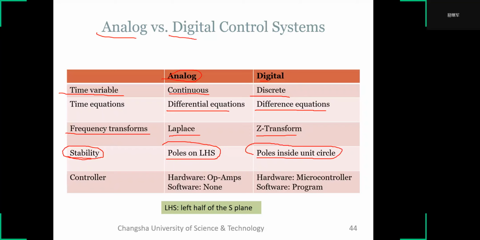For the control system controller, the analog systems use an operational amplifier, with no need for software. But the digital model needs hardware such as some kind of microcontroller, and the software. The controller hardware is a microcontroller.